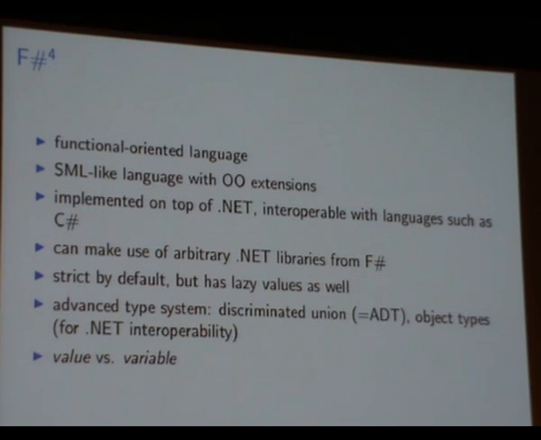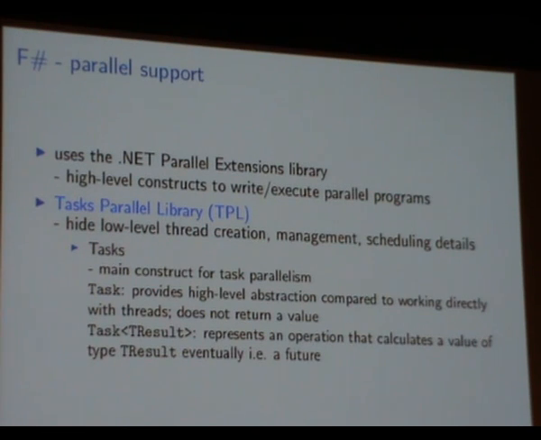F#, as I said, is a functional-oriented language, like an ML-like language with object-oriented extensions. And one thing that you can do in F#, unlike Haskell, is have mutable variables. So there is a distinction between value and variable in F#. In terms of parallelism support, F# benefits from the .NET Parallel Extension Library, or from the .NET platform, which provides high-level constructs to write and execute parallel programs. One of the main libraries under this extension is the TPL, which hides low-level thread creation, management, and scheduling details in the library.